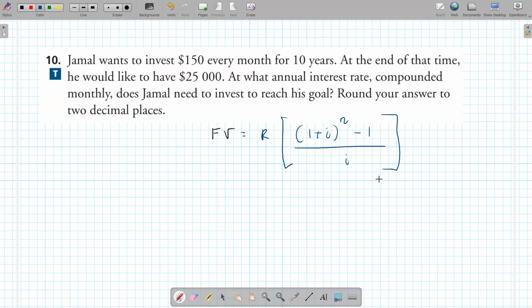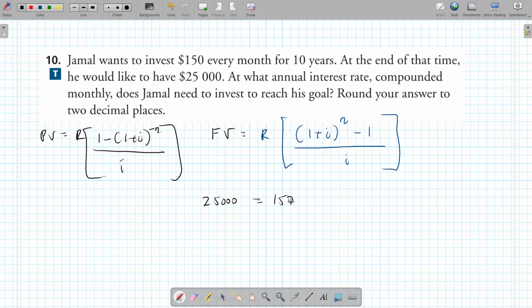The present value, the difference is R and I stay exactly where they are. That doesn't change. But instead of doing minus 1, you do 1 minus. Everything else is the same except that N becomes a negative. But this is not a present value question because he wants to have 25,000 in the future. So from here, we know our future value is 25,000. R is 150. I, we don't know.